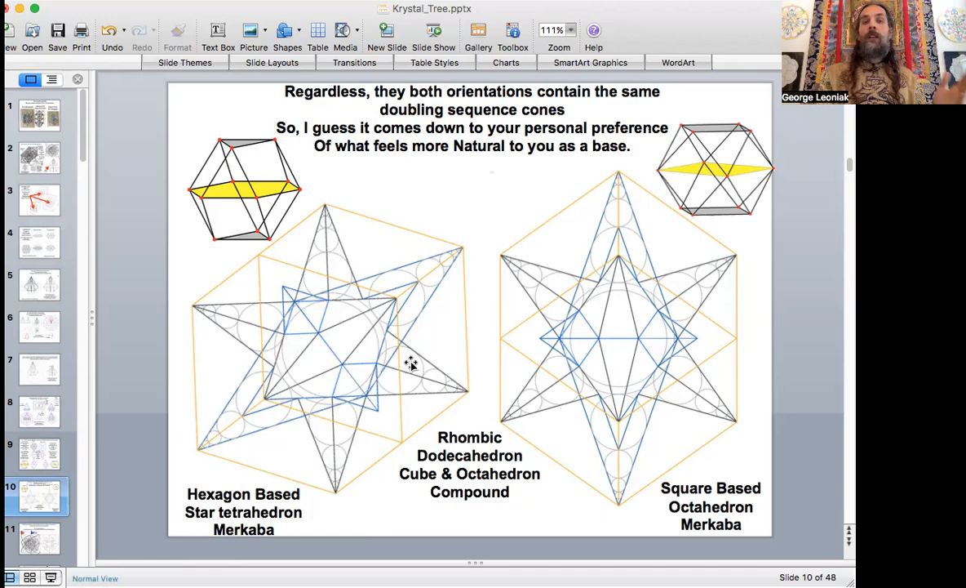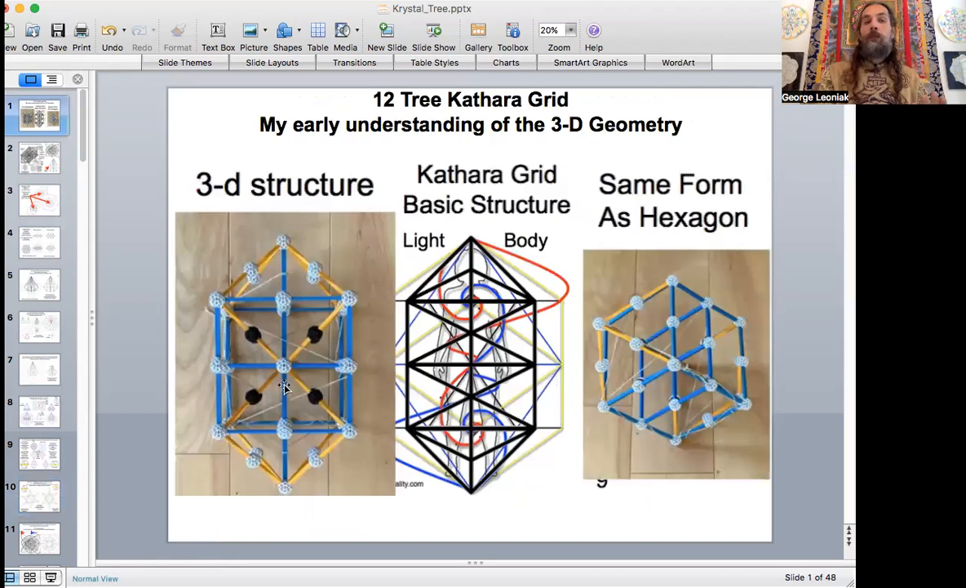You can view it that way. Now, you can also view that whole structure as a big rhombic dodecahedron, as I previously showed in my earlier videos way back here at the beginning. This is my previous interpretation of this structure. But now I realize that this isn't even what they considered the light body to be at all.